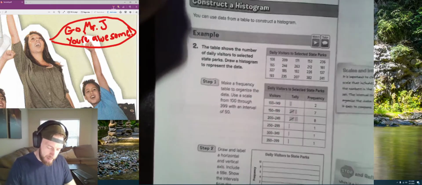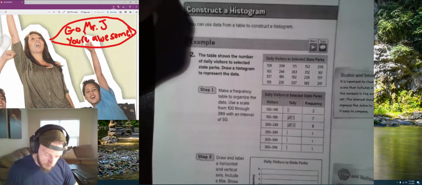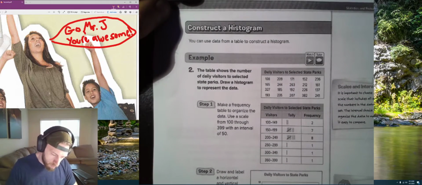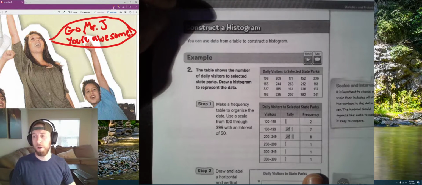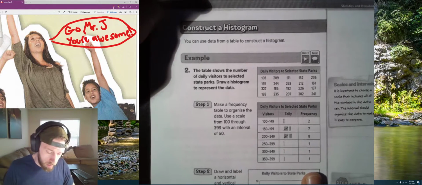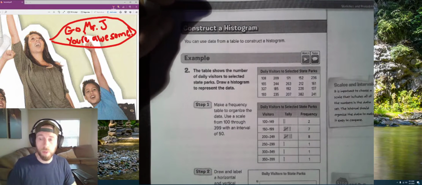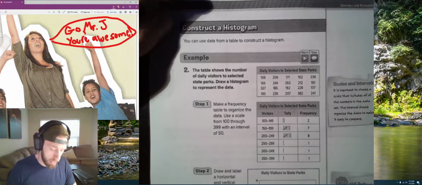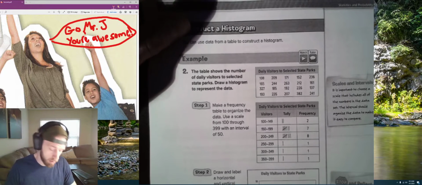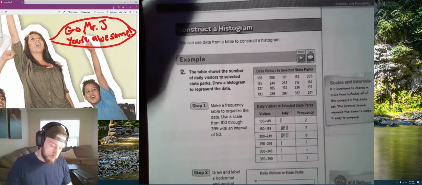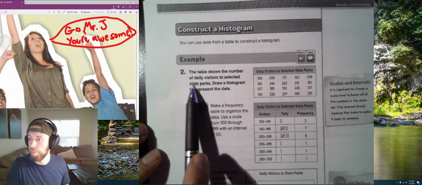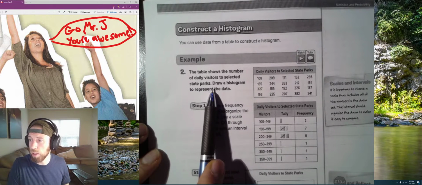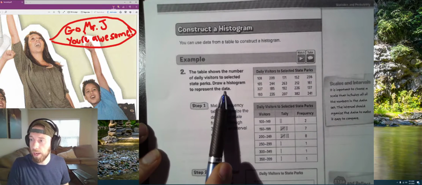Now we get into making the histograms. Okay, so this is our first example. I'm going to try to go fast through these to make this video short. So if you need to pause and rewatch this, please do, guys. That's what's really cool about these videos. Okay, so the table shows the number of daily visitors to select state parks. Draw a histogram to represent the data.